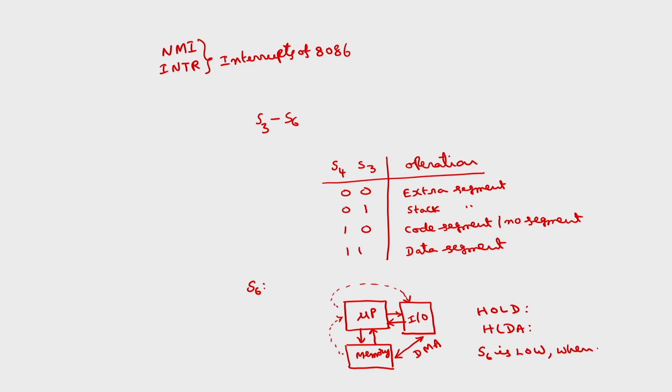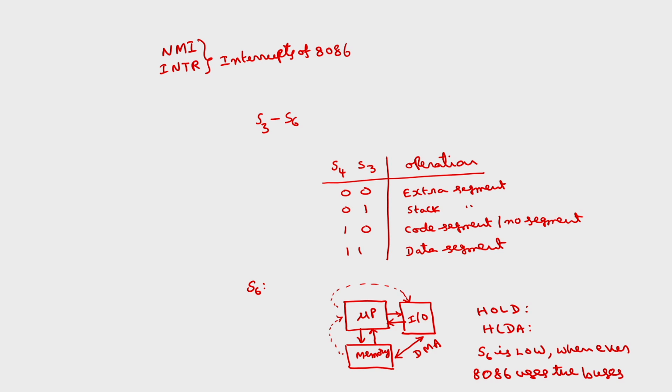Whenever the microprocessor 8086 uses the buses, it can use them for performing its own operations. If the memory requests these buses through the hold signal while the microprocessor is using them, then the S6 signal will be low. So the memory will check the S6 signal and understand that the microprocessor is using the buses.